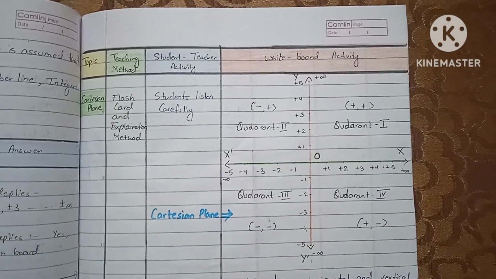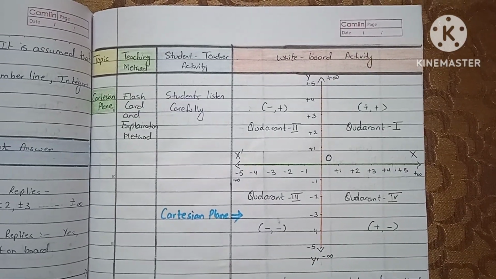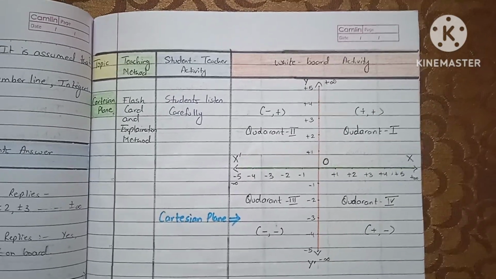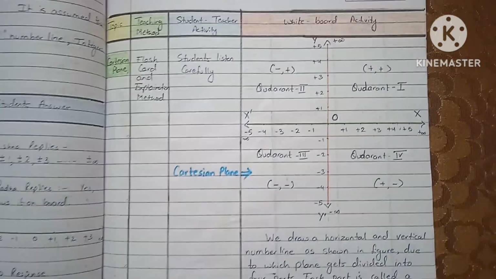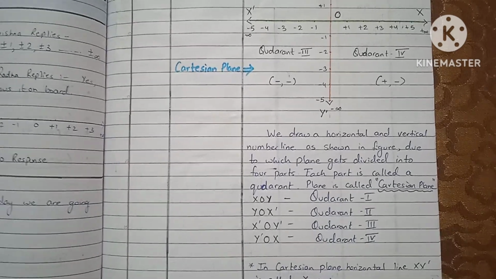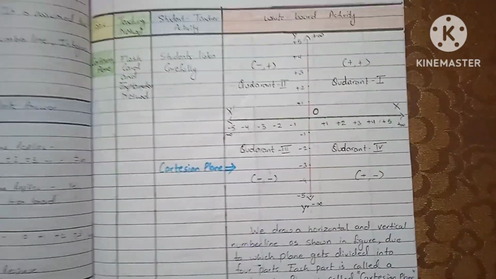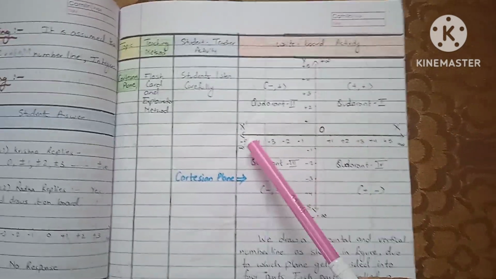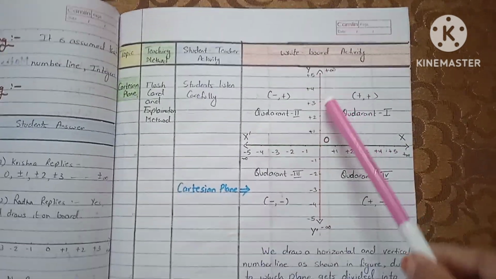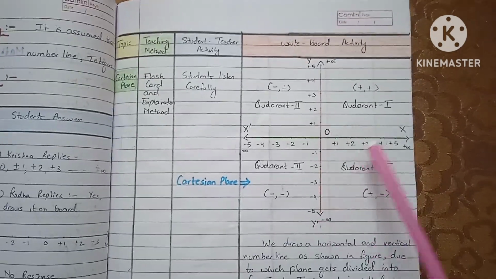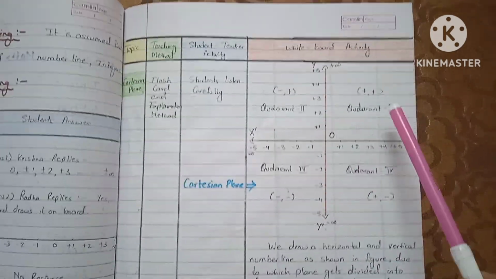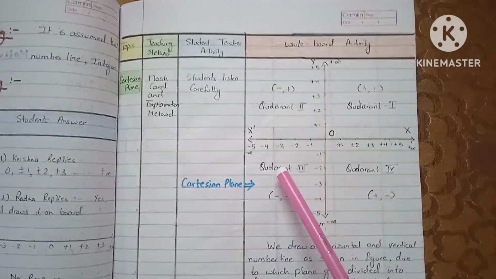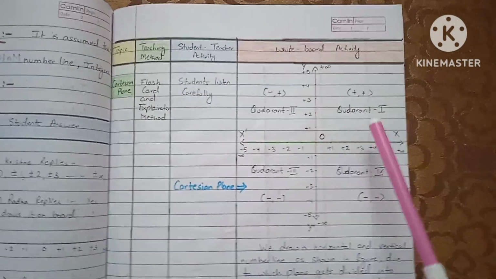Firstly, the teacher shows a flashcard and uses the explanation method to explain the Cartesian plane, and students listen carefully. For a Cartesian plane, the teacher draws two number lines. One is x prime and the other is y prime. So the plane is now divided into four parts, called quadrant 1, quadrant 2, quadrant 3 and quadrant 4.